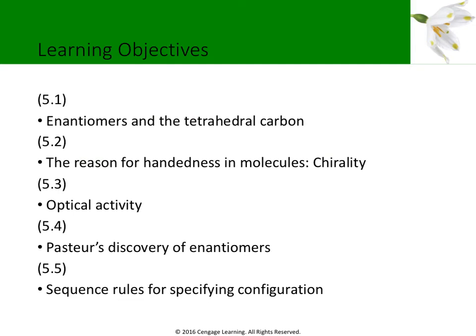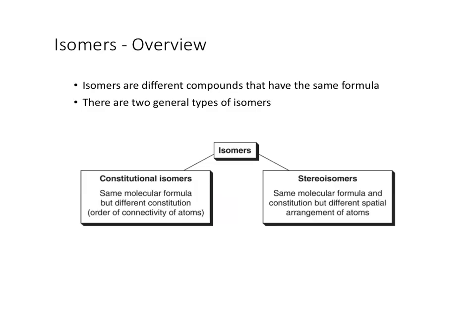The learning objectives for this video are to discuss enantiomers in the tetrahedral carbon, chirality, optical activity, Pasteur's discovery of enantiomers, and rules for specifying configuration of chiral centers. We've been talking about isomers in this class, and so far we've talked about two types: constitutional isomers, which have the same molecular formula but a different connectivity of atoms; stereoisomers, which have the same molecular formula and constitution but a different spatial arrangement of atoms.